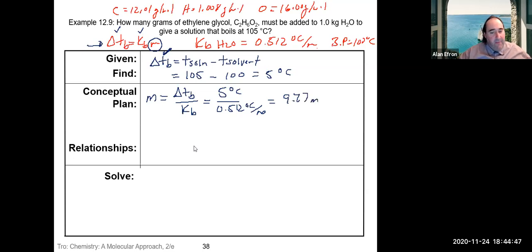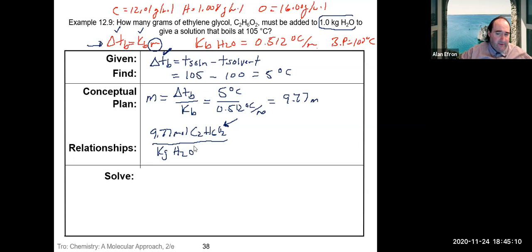Again, this is not moles, but this is actually molality. And that means that that is 9.77 moles of C2H6O2 per kilogram of water in this case. So we're really interested in how many grams of this. That is where the mass of our solvent is going to come into play. We're going to multiply it. In this case, it's already in kilograms, so that works out nicely.